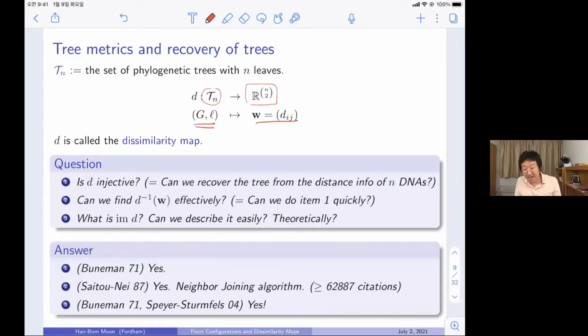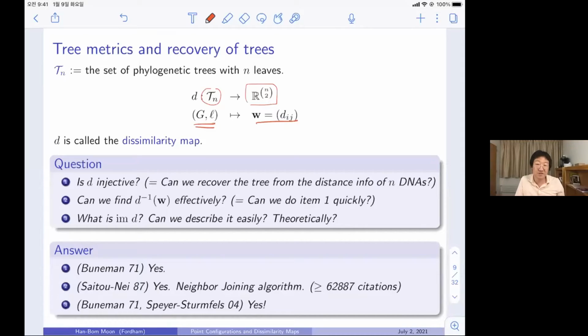The second question is, suppose that this is true, then can we find the metric tree effectively? This is a matter of quick computation. So can we do item 1 quickly, in polynomial time, etc.? The third question is, what is the image of this dissimilarity map? Can we describe it easily, or can we describe it theoretically?